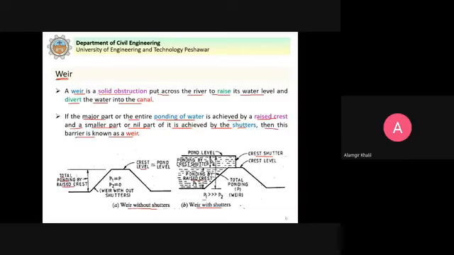Also, ponding is done by the crest of the shutter, that is, the water can be stored up to this level here. But in case of weirs, this P1, which is the ponding by the raised crest of the weir, and P2, that is the ponding by the shutter. You can see here that in case of weir, this P1 is much greater than P2. We will call this type of structure a weir. So a weir can be without shutters, it can be with shutters.